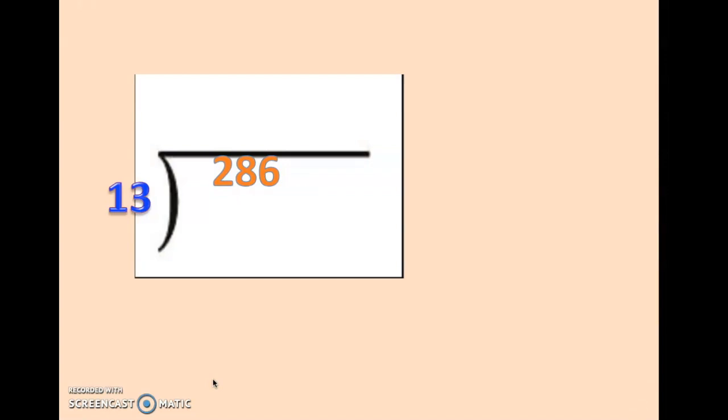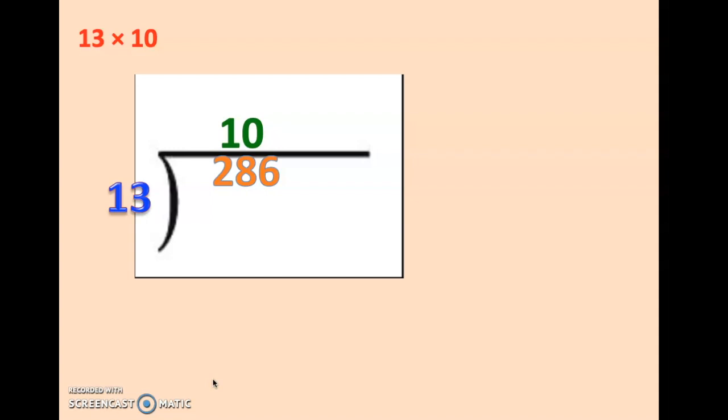286 divided by 13. So the first step says we're going to start with a base. And we're going to start with base 10. Remember, we want to start small. So let's think of baby steps. So we're going to multiply the base of 10 by our divisor. So we're going to multiply 13 times 10. This is step 2. So 13 times 10 would give us 130.